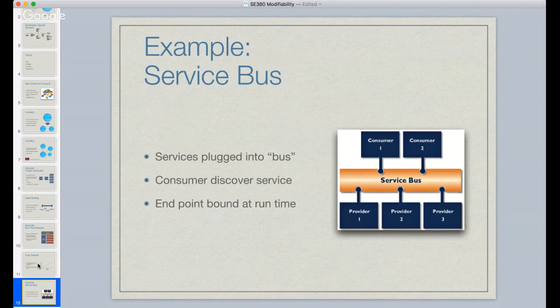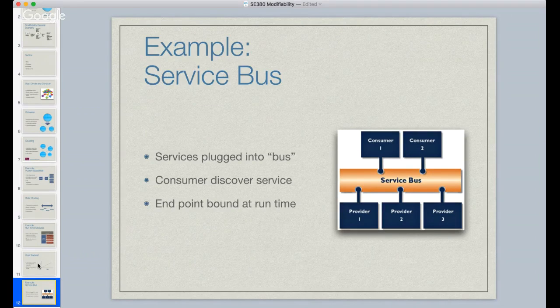Another example is the notion of the enterprise service bus. And the service bus is an example of an architecture which creates a very modular environment that's very dynamically bound. And in service-oriented architectures, or SOA architectures, we define a number of service providers, and in the picture it's labeled as 1, 2, and 3 here.